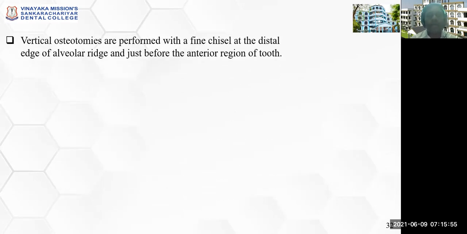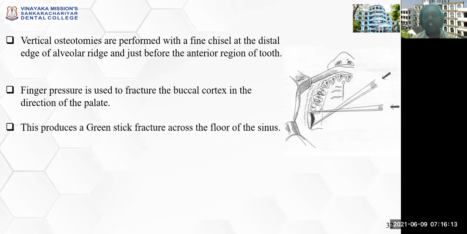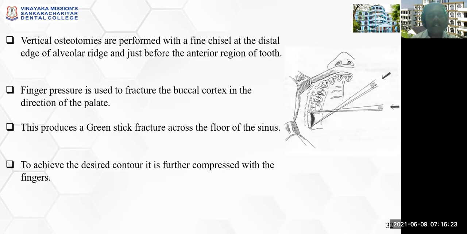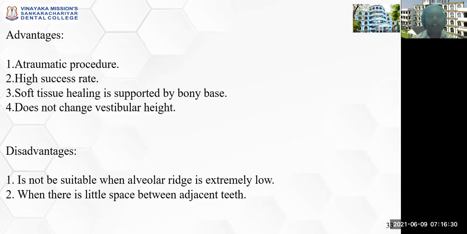Vertical osteotomies are also performed with a fine chisel at the distal edge of the alveolar ridge and just before the anterior region of the tooth. Gentle finger pressure is given, which is used to fracture the buccal cortex in the direction of the palate. Basically, you are creating a green stick fracture, and you are gently pushing the buccal cortex on the palatal cortex, which facilitates the closure of the fistula there. To achieve the desired contour, it is further compressed with the fingers. Finally, sutures are placed to close the soft tissue and maintain the form of buccal contour.